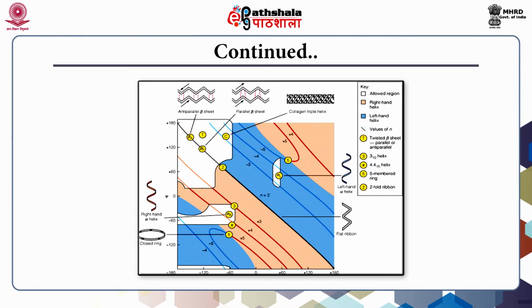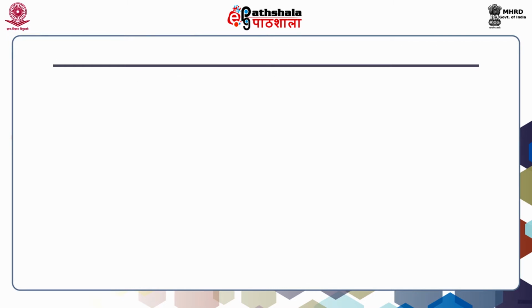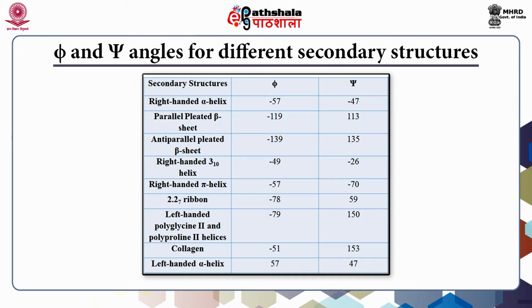We can see where the anti-parallel beta sheet lies, the parallel beta sheet lies, the collagen triple helix, the left-handed alpha helix, the right-handed alpha helix and the closed ring, all of which find different positions within the plot based on the torsion angles. The phi and psi angles of different secondary structures are shown in the table below. For example, we see that the right-handed alpha helix has a phi angle of -57 degrees and a psi angle of -47 degrees. Likewise, different types of secondary structures have different phi and psi angles.